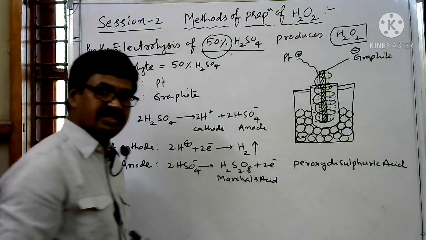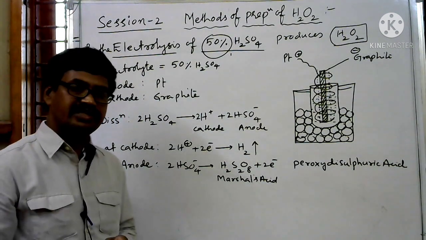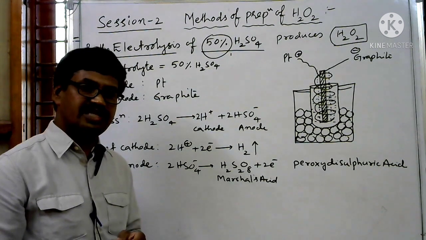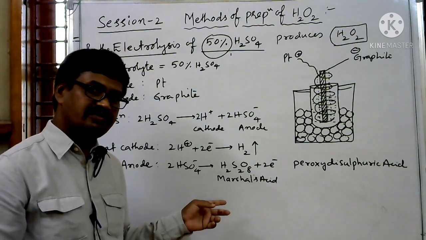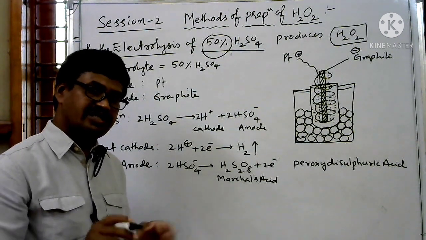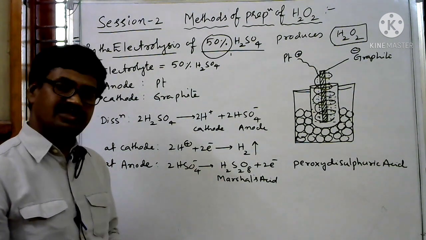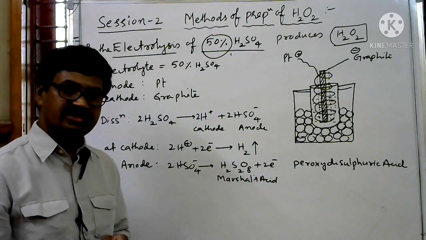H2S2O8. Here in the redox reaction part, this compound is important. They ask what is the oxidation number of sulfur in Marshall's acid, otherwise peroxydisulfuric acid. Here, because of the peroxide bond, the oxidation number of sulfur will not be more than 6, so the maximum oxidation number is plus 6 only. Here also you have to consider plus 6.